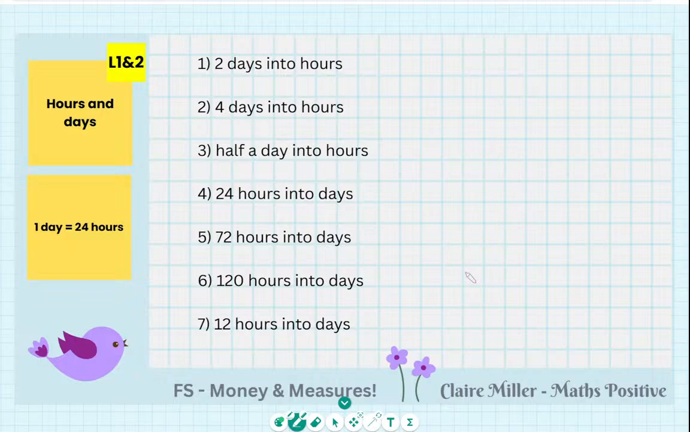So a couple more things: we've got turning hours into days or days into hours. Remember, one day is 24 hours. When we talk about a day, normally we don't literally mean the daytime. We mean a day and a night, a whole day and night until we get back to the same time on the next day, right? So a day we say is 24 hours. So 2 days is going to be 2 lots of 24 hours. It's going to be 48 hours.